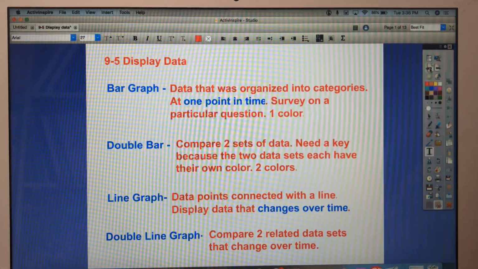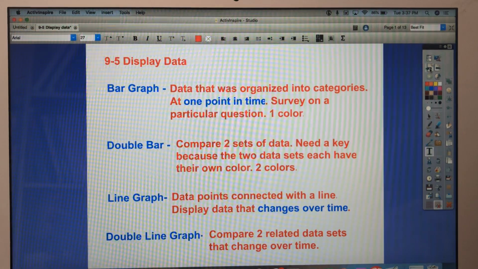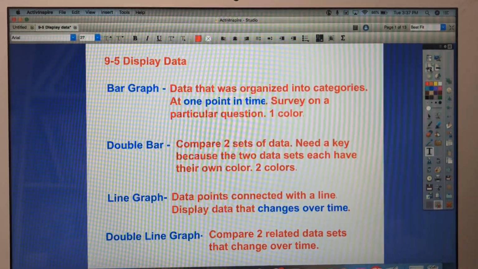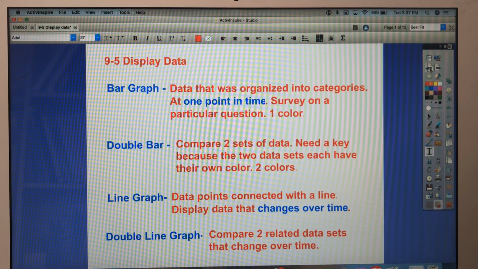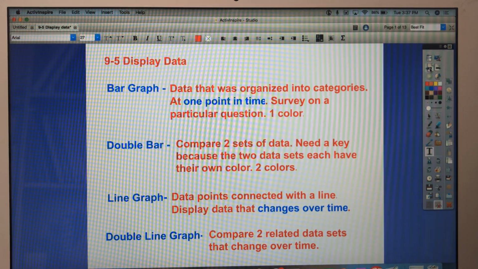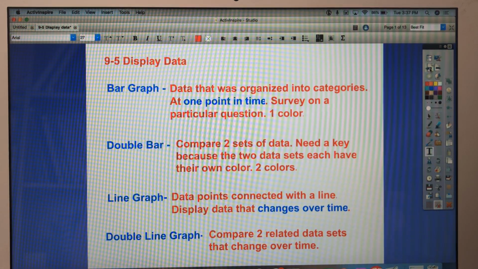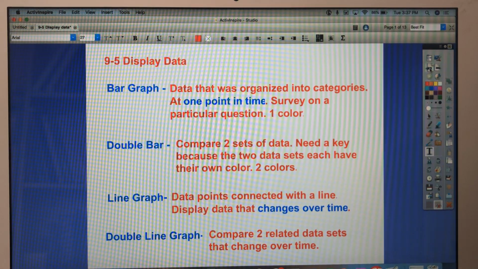A bar graph. What is a bar graph? That's when data is organized into categories. They're at one point in time. A survey on one particular question, perhaps, what is your favorite color today? It's not when something happened long ago. It's one point in time. You can have a double bar graph. In a double bar graph, you have two sets of data. In this case, you're going to need a key because you're going to have two different color bars. Two data sets, and each one will have their own color.